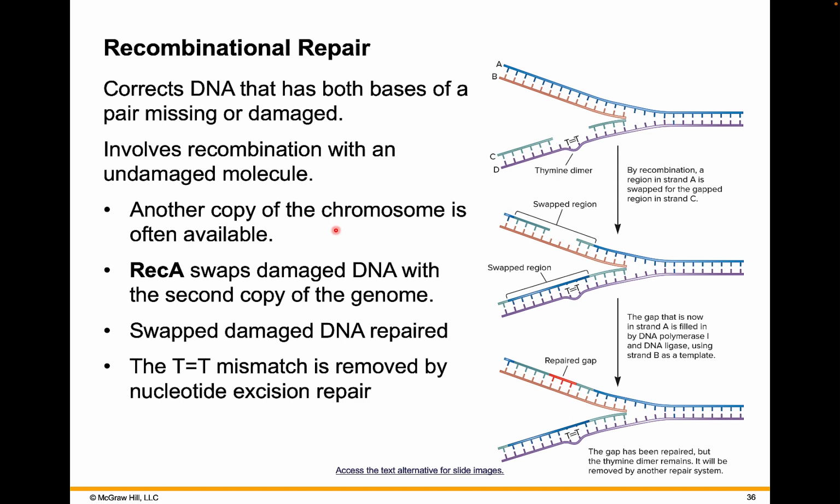That means this is happening during replication, when the replication forks are separating and there is still another copy of that chromosome present. This is done by a recombinase enzyme known as RecA. Here, this is the parental strand, and the two strands are synthesized. This is the newly synthesized strand, and this is the newly synthesized strand. Now we have a thymine dimer, and we have a gap in this newly synthesized strand.